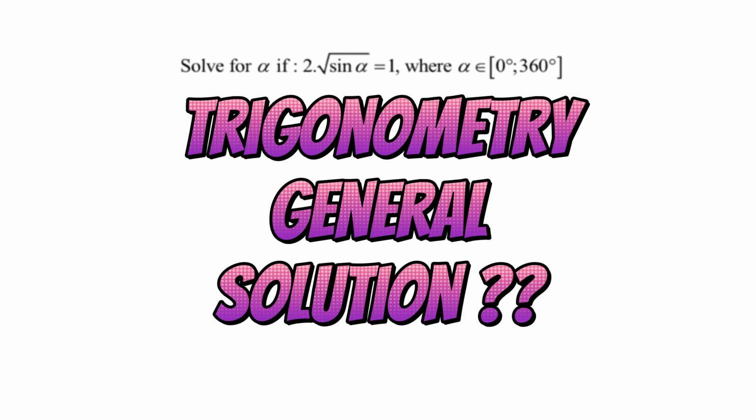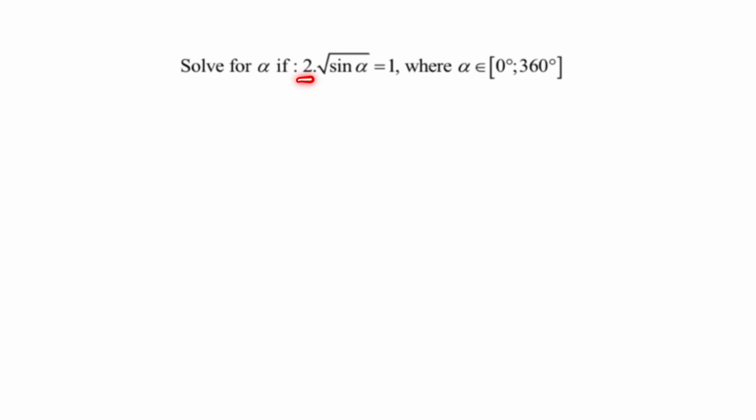In this math tutorial, we want to solve for alpha, where we have 2 root sine alpha is equal to 1. We're also given the restriction that alpha is between 0 and 360 degrees. So don't get too nervous about the square root. It helps sometimes to just rewrite the equation. So we have 2 root sine alpha is equal to 1.